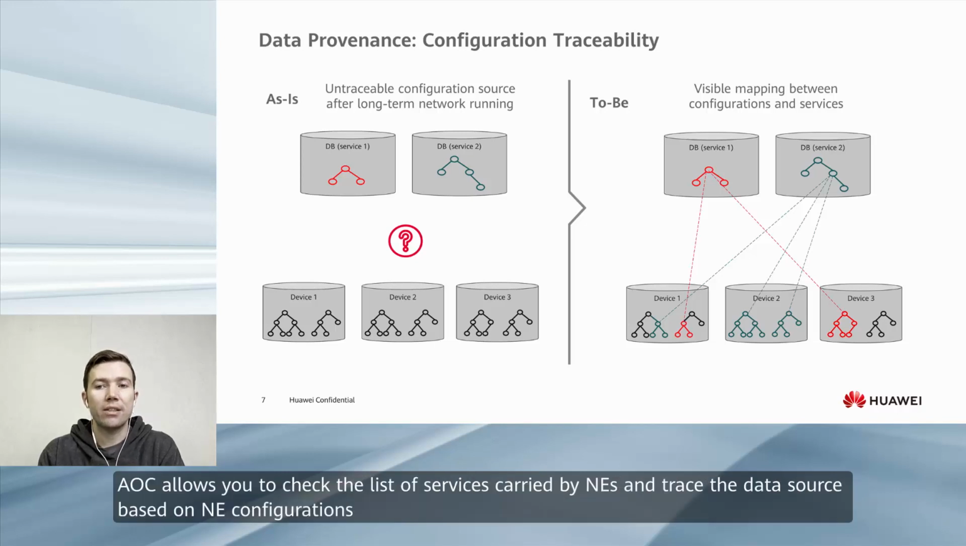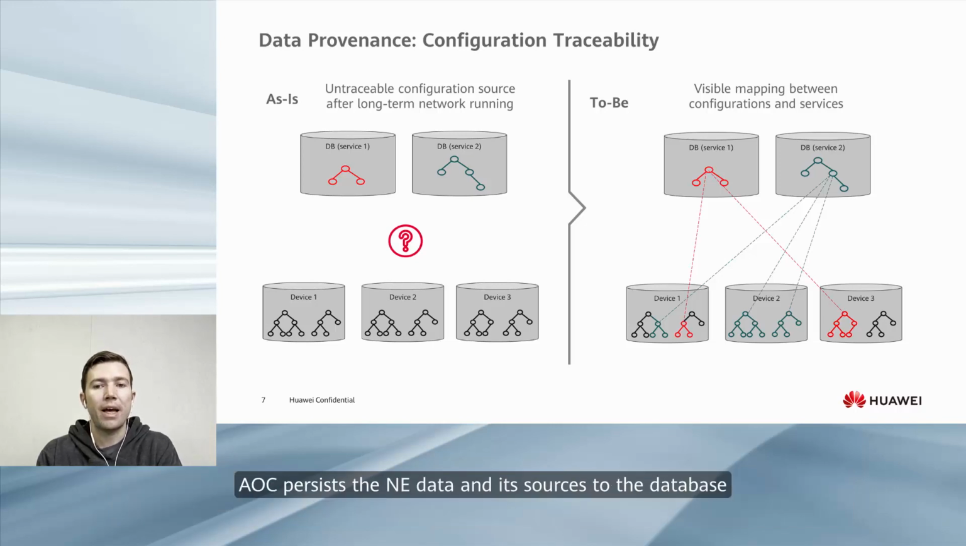AOC allows you to check the list of services carried by NEs and trace the data source based on NE configurations. AOC persists the NE data and its sources to the database. This maintains the relationship between data and its sources.